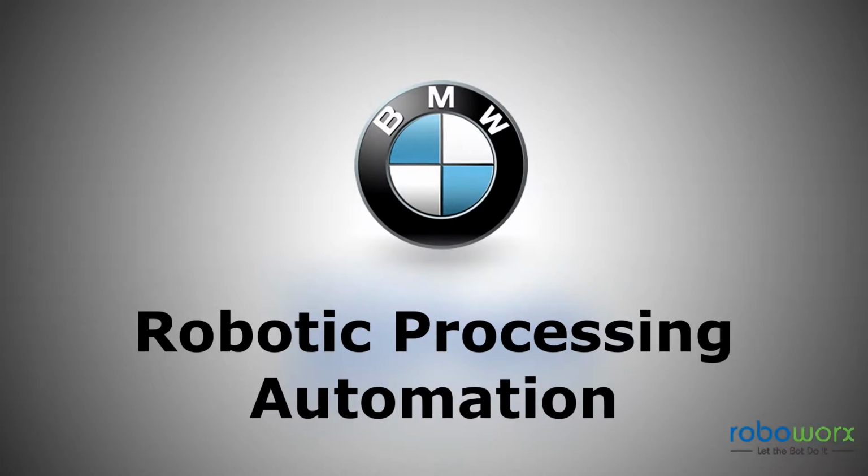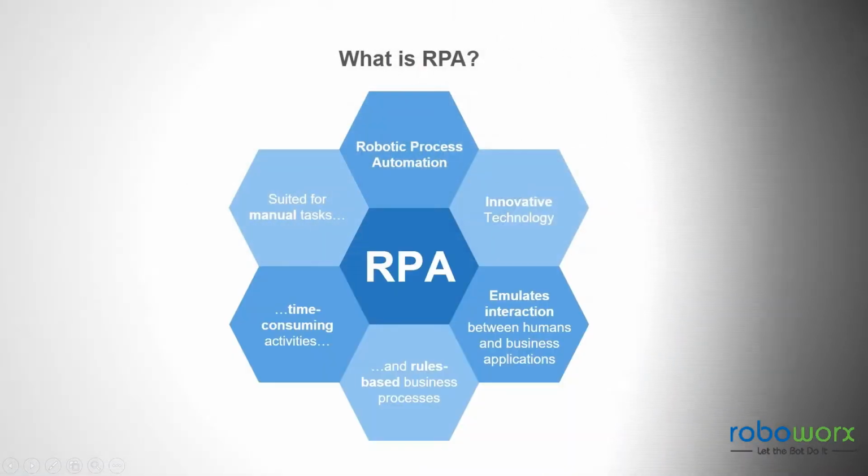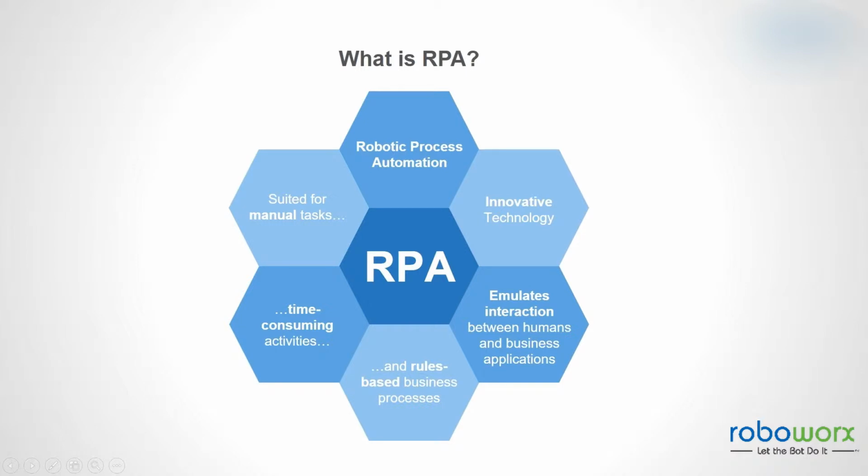In this video, we will show you how RPA can transform manual, repetitive, non-value added work into a smooth, automated process. But what is RPA? RPA stands for Robotic Process Automation, an innovative technology that aims to automate manual, time-consuming, rule-based business processes. UiPath accomplishes that by emulating the interaction between humans and business applications.